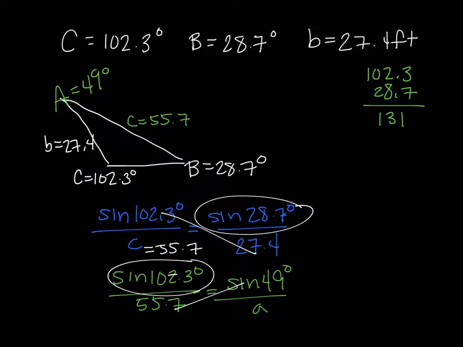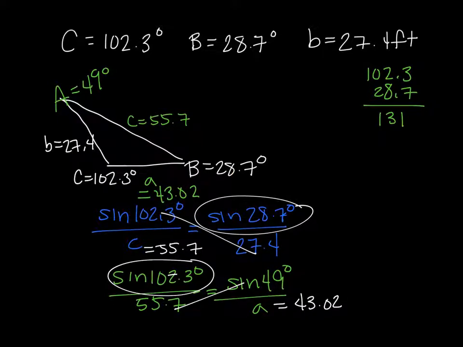So we just go sine of 49 times 55.7, and we divide that by the sine of 102.3, and I get that A is 43.02, and so side A equals 43.02. All right, and so now I have all three sides. I have all three angles, and I'm good.